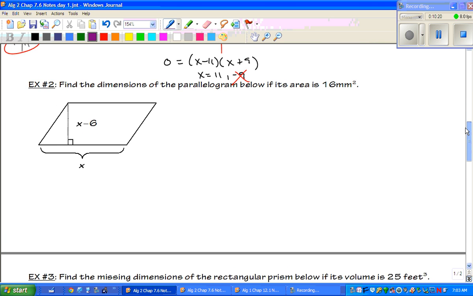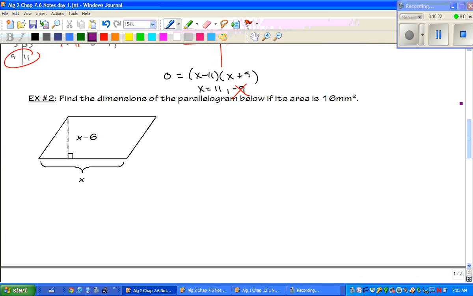All right, example number 2. Just find the dimensions of the parallelogram below if its area is 16 millimeters squared. Well, all a parallelogram is, there's dimensions, area, tells us all that. All a parallelogram is a rectangle that's been stretched out a little bit. So we're actually going to use the same formula where area equals the base times the height.